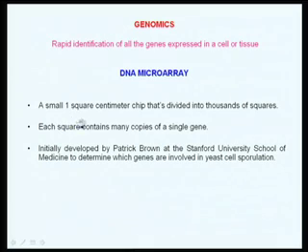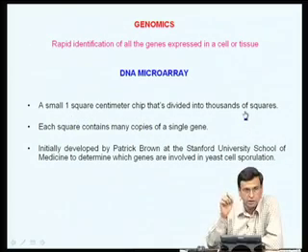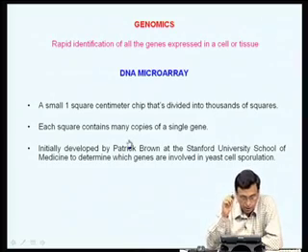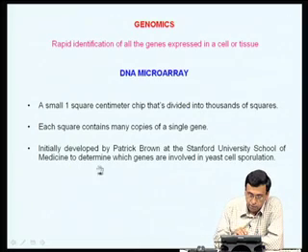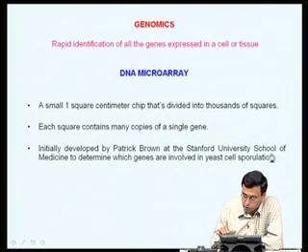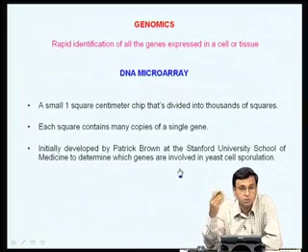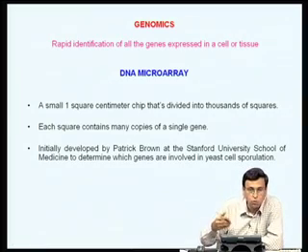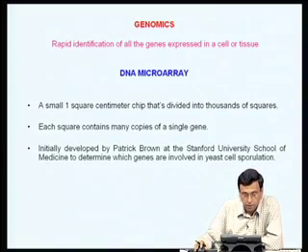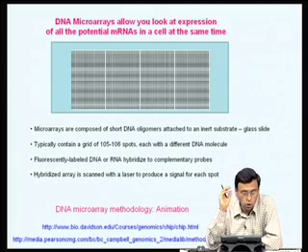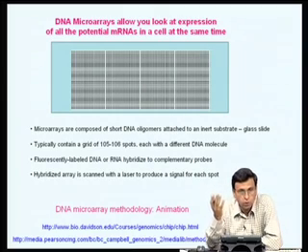What is a microarray? A microarray is nothing but a small 1 square centimeter chip that is divided into several thousands of small squares. Each square contains many copies of a single gene, and this microarray was initially developed by Patrick Brown at the Stanford University School of Medicine to determine which genes are involved in each cell sporulation. Let us spend a little more time to understand this microarray, because that is the key player for doing genomics. So what happens with DNA microarrays?